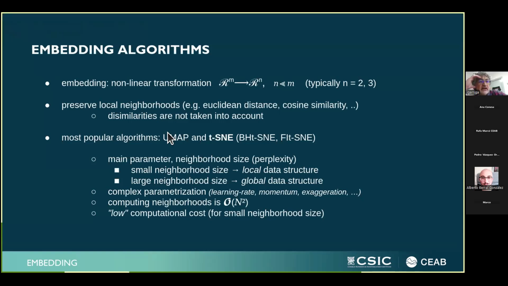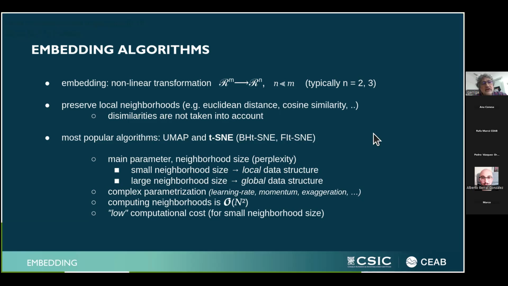An embedding algorithm is a nonlinear transformation from a high-dimensional space to a lower-dimensional space, and we use them for visualization. This low-dimensional space is typically 2 or 3. The main driver of these algorithms is to preserve local neighborhoods, that means similarities between data points. Similarities measured by any measure of similarity: Euclidean distance, cosine similarity, Jaccard distance, whatever. But it is important to note that the global similarities are not taken into account. That means that the embedding algorithms just try to preserve local similarities.